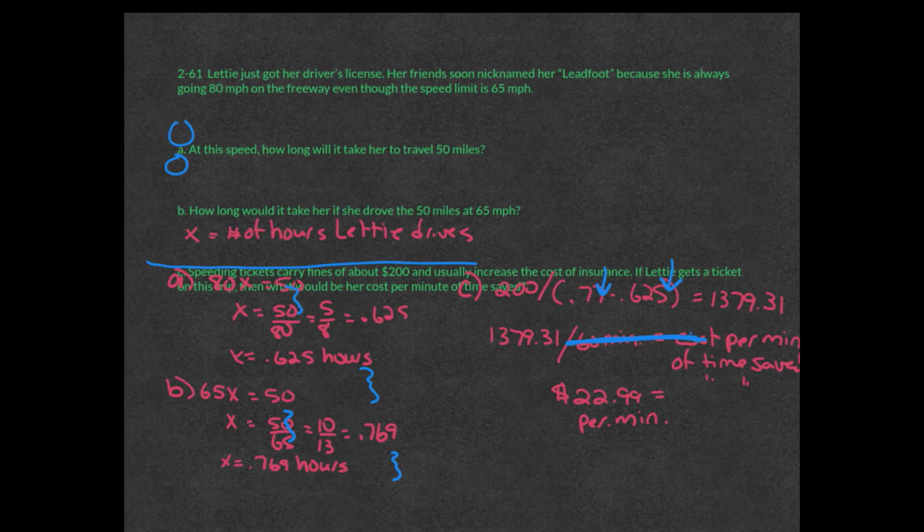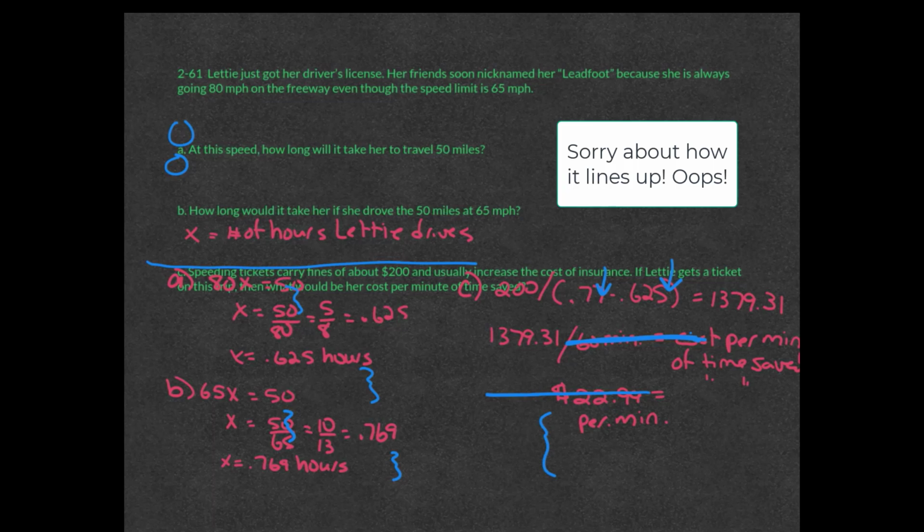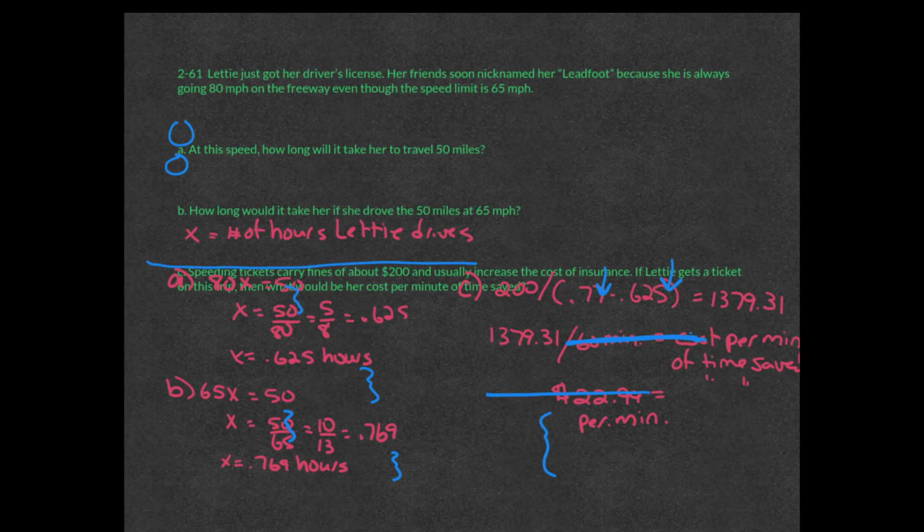$1,379.31. Okay, now that is the amount of money if you do that. But then you divide it by minutes. So by 60 minutes, I took $1,379.31 and divided it by 60 minutes. So the cost per minute of time saved would be $22.99 per minute. So almost $23 per minute for her going over the speed limit. Not sure it's worth it. So anyway, that ends 2-61.